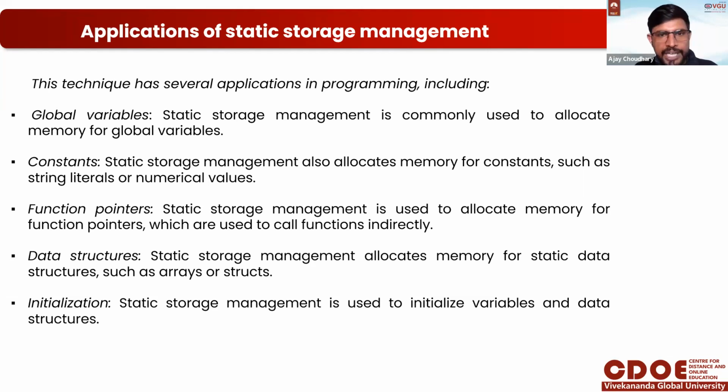Second one, whenever we use a constant, constants always follow static storage management for allocating memory, like some numerical values and some literals. So whenever we require some fixed amount of memory, that variable is called a constant. Third one is function pointer. Function pointers also allocate memory with the help of static storage management.